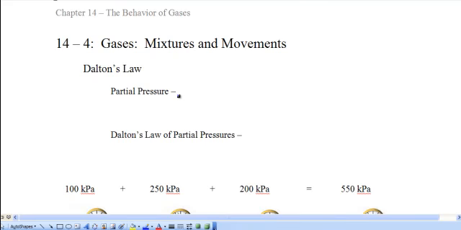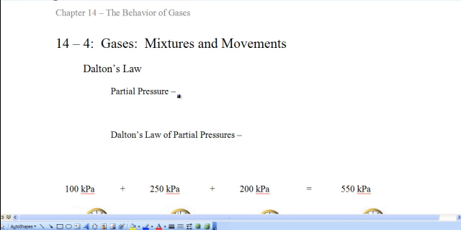And welcome to 14-4, the mixtures and movements of gases. In this particular podcast, we're going to take a look at some of the properties of mixtures of gases, particularly the pressures. And then we're going to also discuss the movements of gases, whether it's just in the ambient air or whether it's inside of a container.